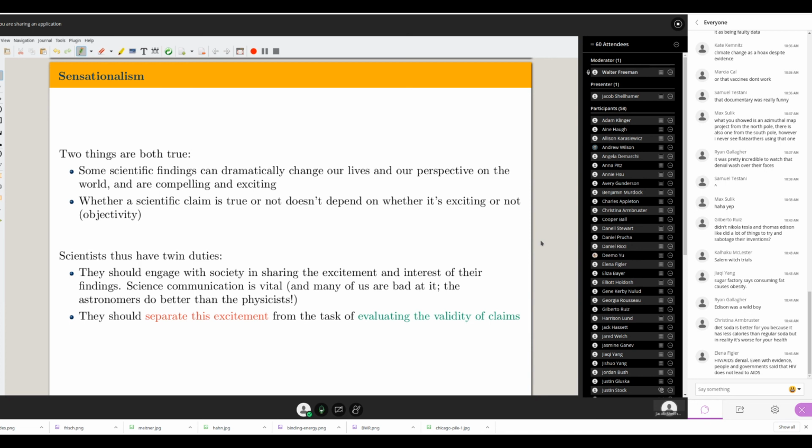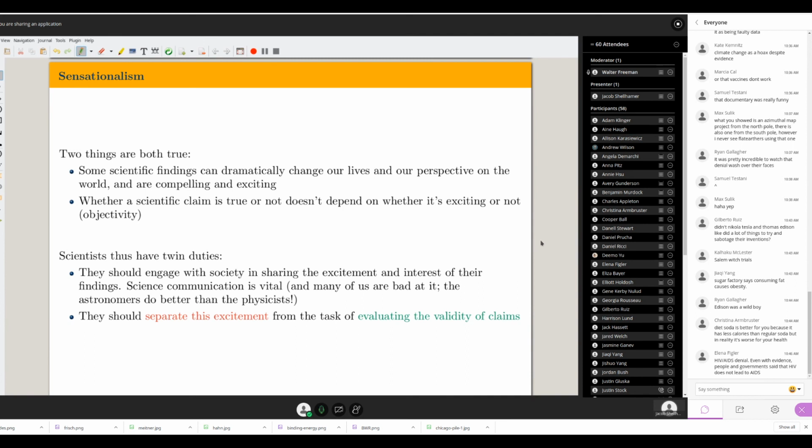Science is very exciting, and the public ought to share in that excitement, right? So it's a duty that scientists have to share the exciting things in our field with the public. The astronomers are very, very good at this, like the black hole folks. Physicists need to get better at it.